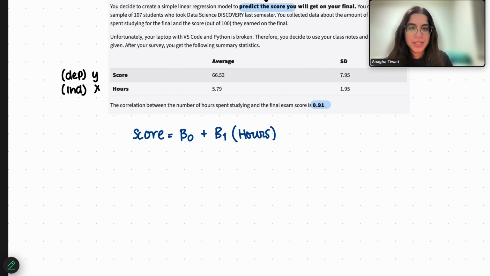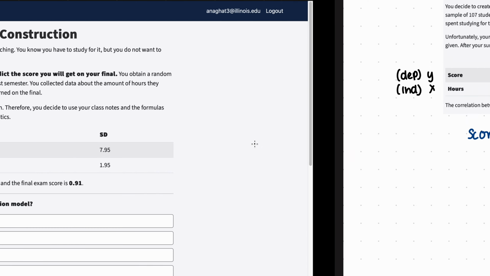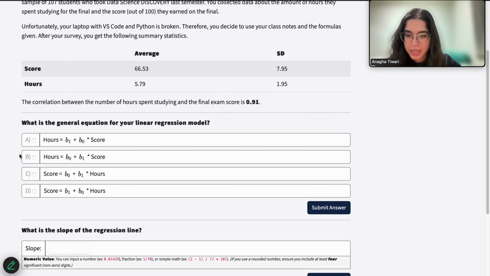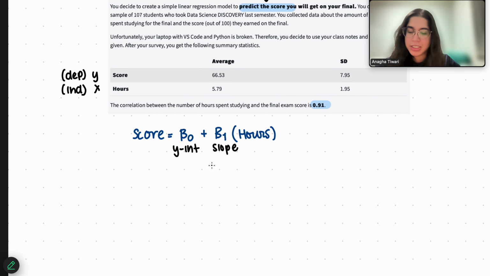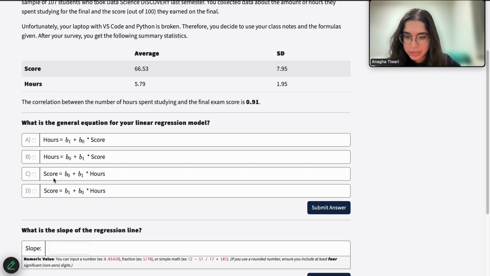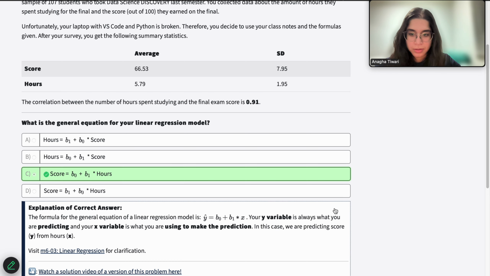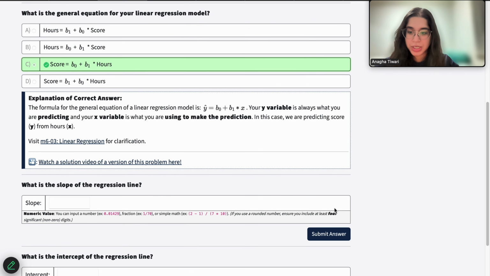So beta 0 is the y-intercept, and beta 1 will be the slope. So that's our equation, right? And if you want to go ahead and calculate that here, it's basically going to be score equals beta 0 plus beta 1 times hours, which is this answer choice right here.